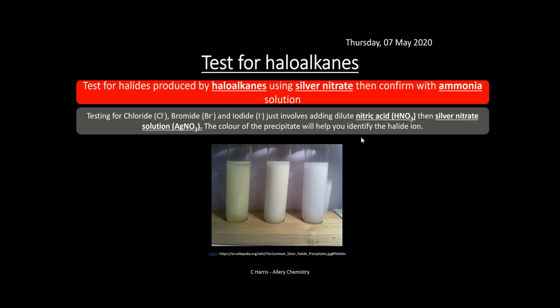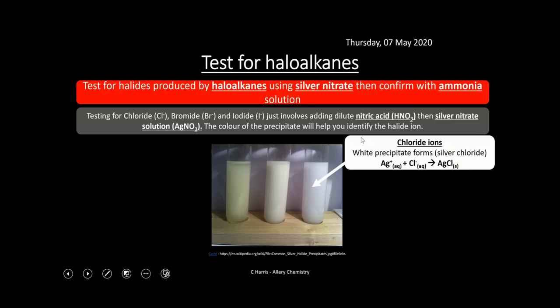So if we're testing for chloride, bromide, and iodide ions, which are formed from haloalkanes, then we add dilute nitric acid to it, which is HNO3, and then we add silver nitrate solution, which is AgNO3, and the colour of the precipitate will help you to identify that halide ion. And you can see the diagram there shows the tests of each different chemical. So we're going to go through them each.